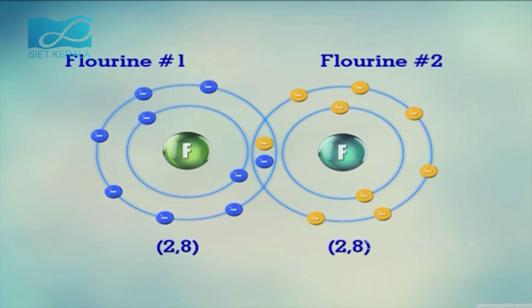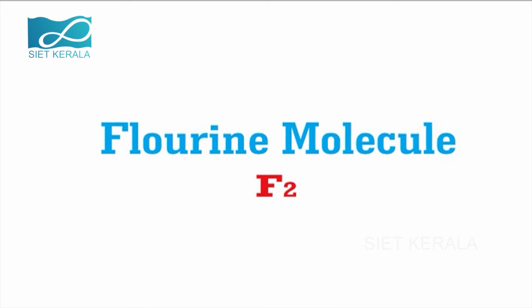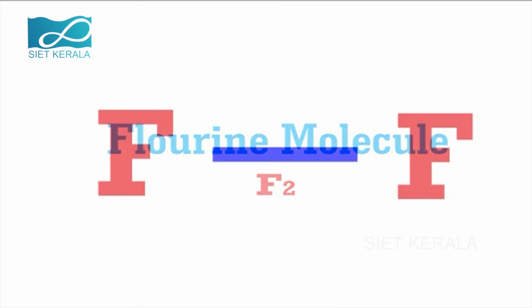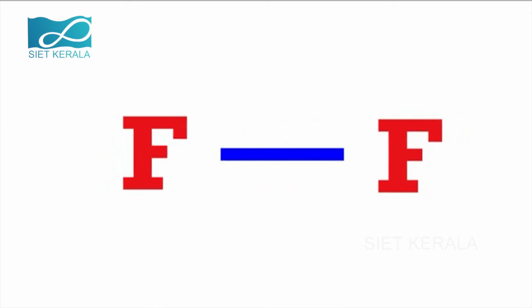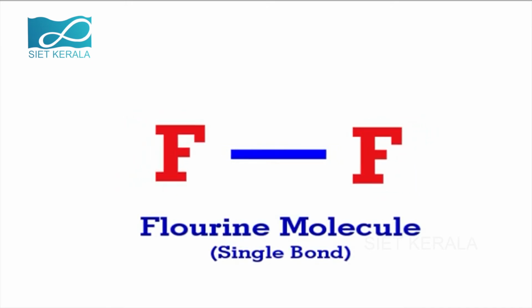Now we can see that the outermost orbit is stable for both the atoms. So, it forms the fluorine molecule F2. Since one pair of electrons is shared in the formation of the fluorine molecule, the bond is a single bond. A single bond is represented by a small line in between the symbols of the combining elements.